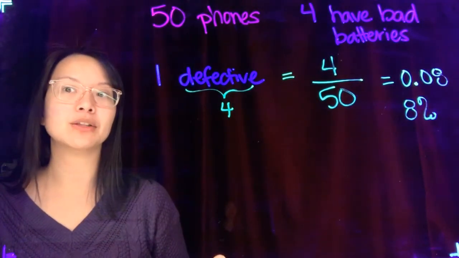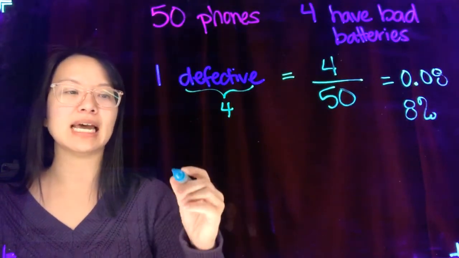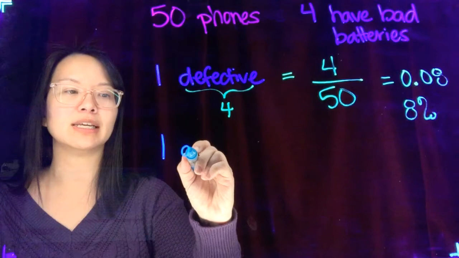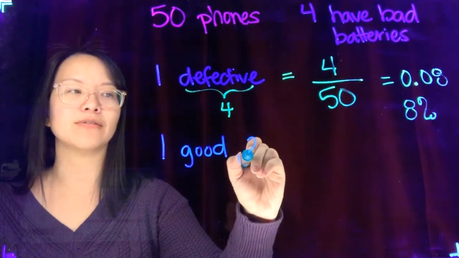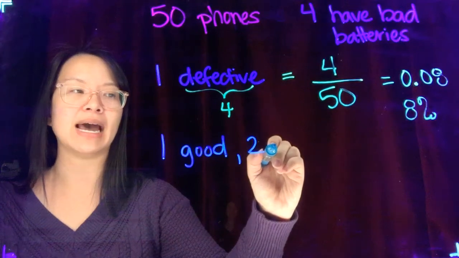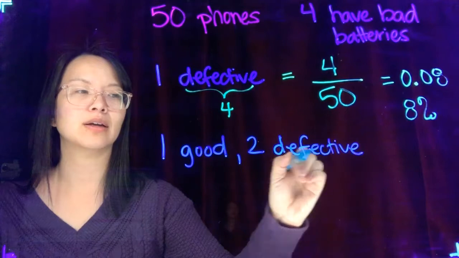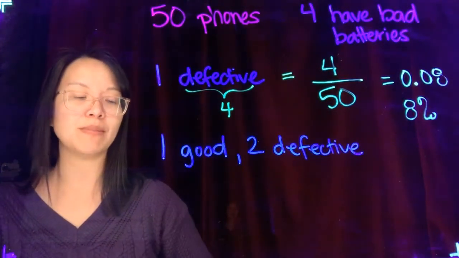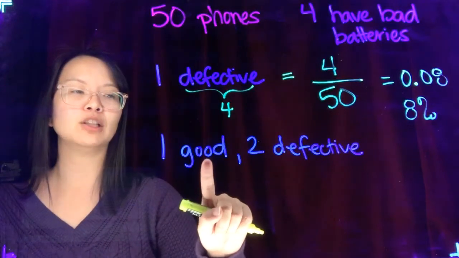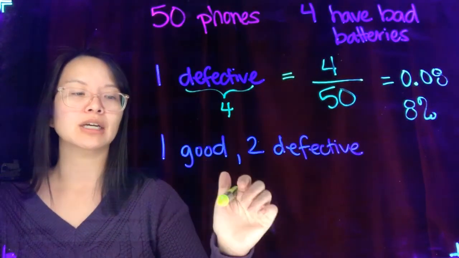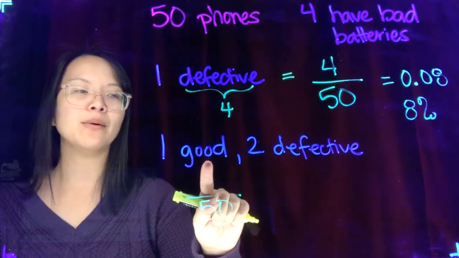Let's go ahead and do another scenario. Let's say we're interested in the probability that the first cell phone is good and the second cell phone is bad or defective. So I'll just write defective. Okay. So again, it's helpful to imagine I've got my 50 phones in front of me. And so if I look at the one good, what are the odds?